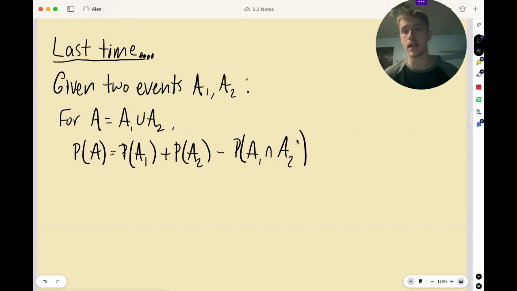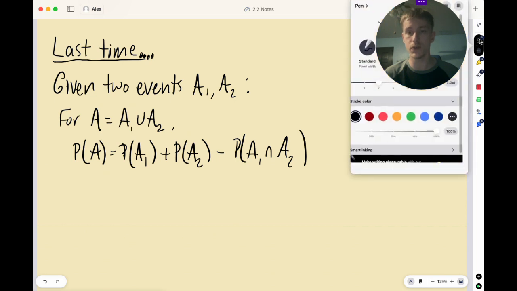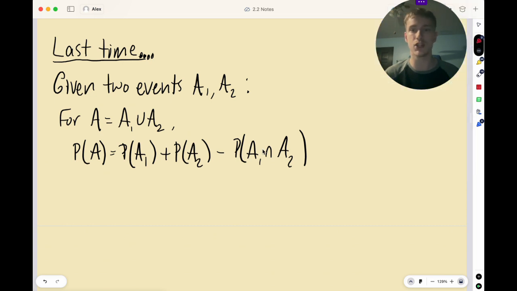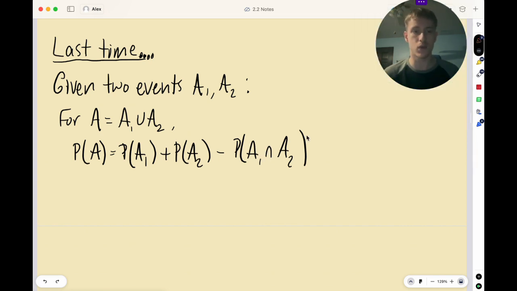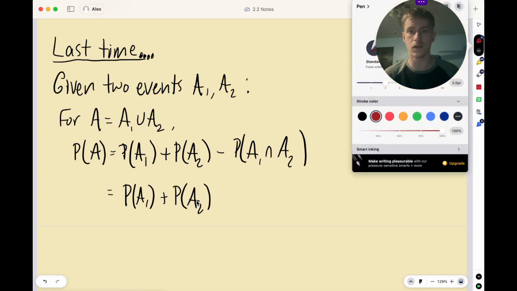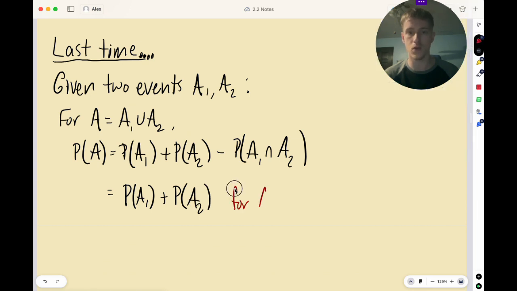And if A1 and A2 are actually mutually exclusive, that means this intersection is null, which means the probability is 0, and it gets reduced down to the more simple case. So we can really say that is going to be equal to just the probability of A1 plus the probability of A2, for A1 and A2 mutually exclusive.